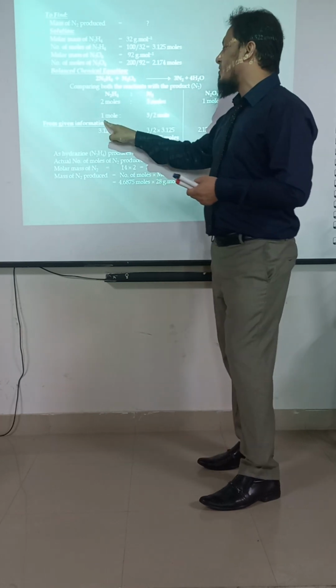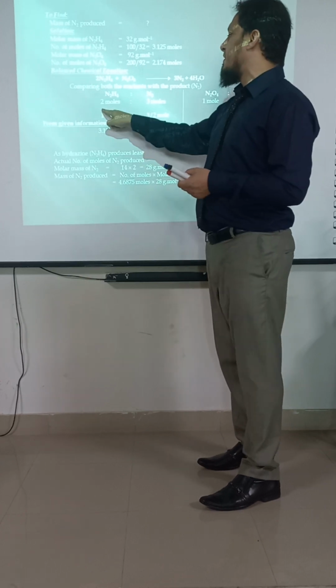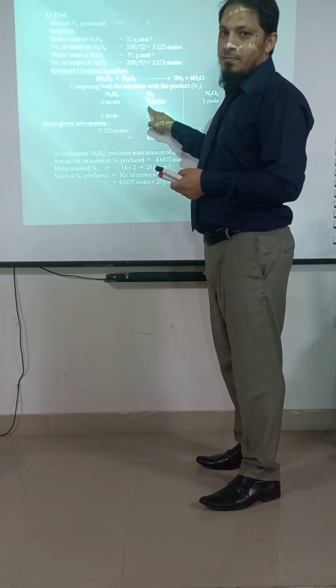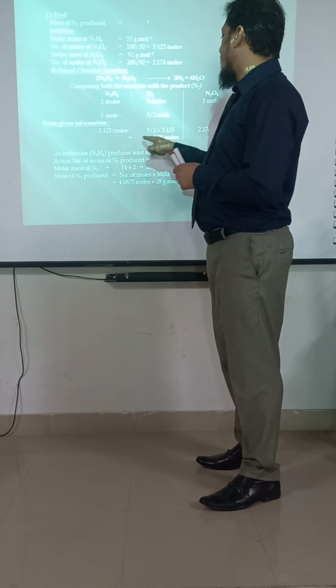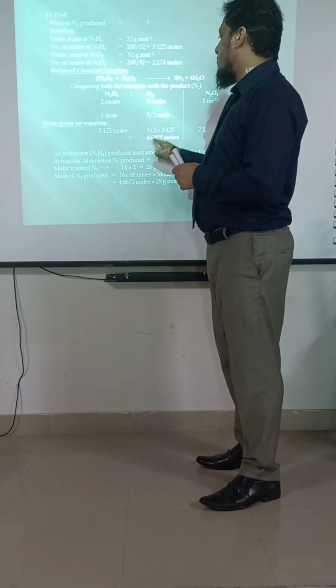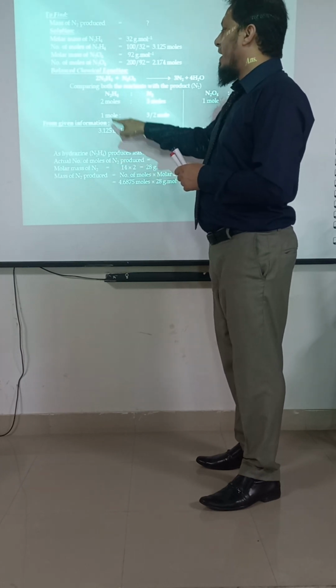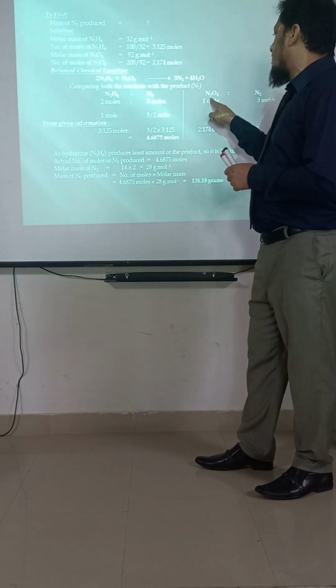So that's why we will make it 1. How? By dividing 2 from either side. So we will get the number of moles of nitrogen for this number of moles of N2H4. Similarly, we will calculate for N2O4.